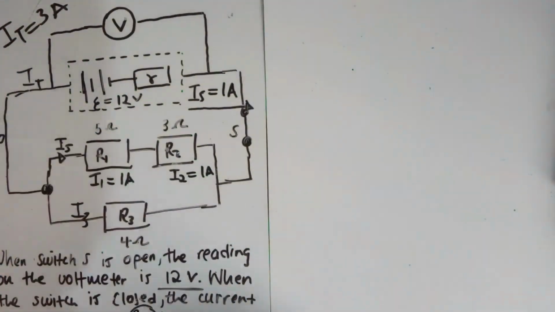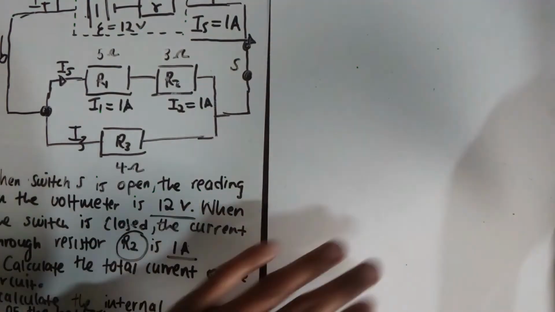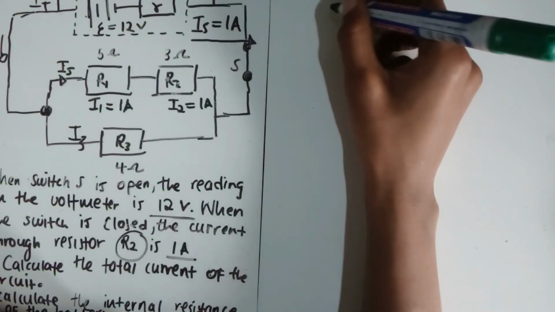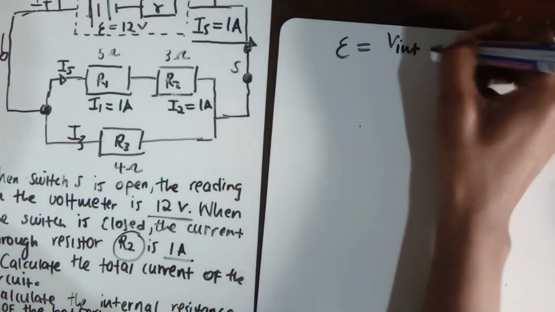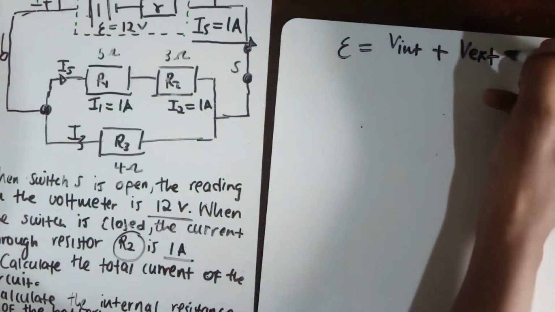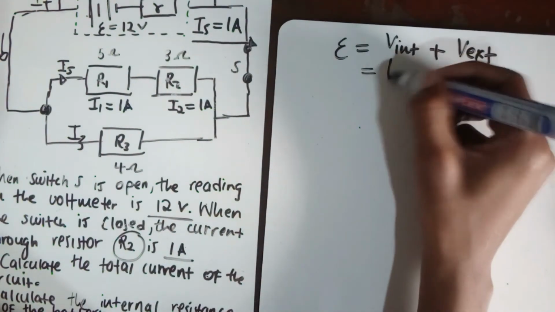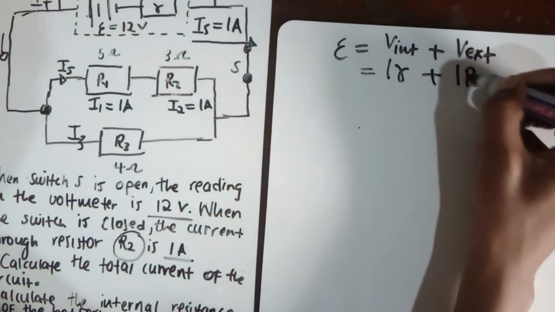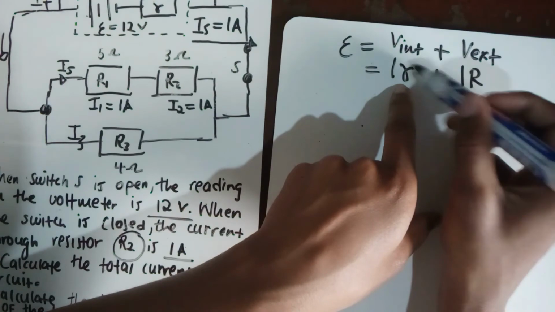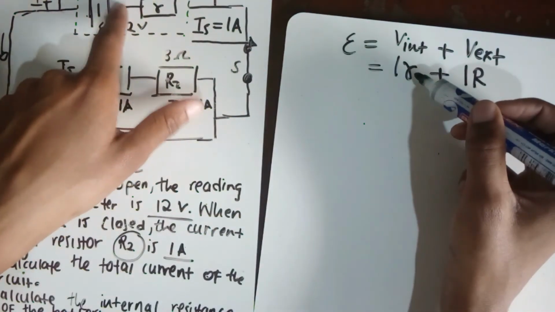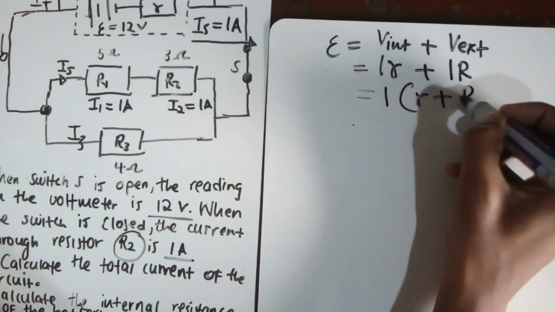So the second question wanted us to calculate the internal resistance of the battery. So now we have to go back to our equation of EMF. We have EMF equals V internal plus V external. We've already discussed what each of these things are. And then this can be written as Ir plus IR, where R is the total resistance in the external circuit and r is the internal resistance of the battery. Okay, and we can take I as a common factor and say I times (R plus r), right?